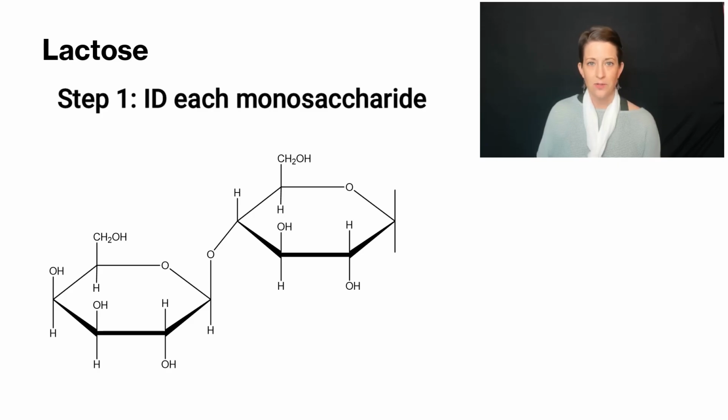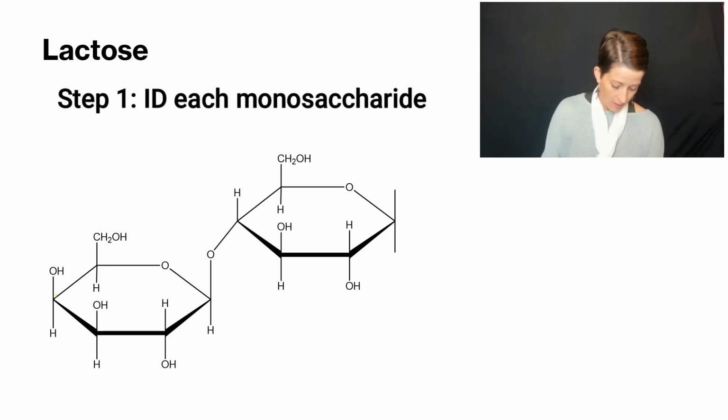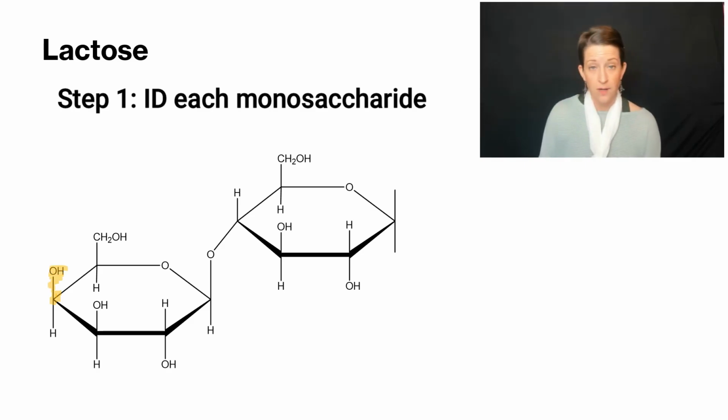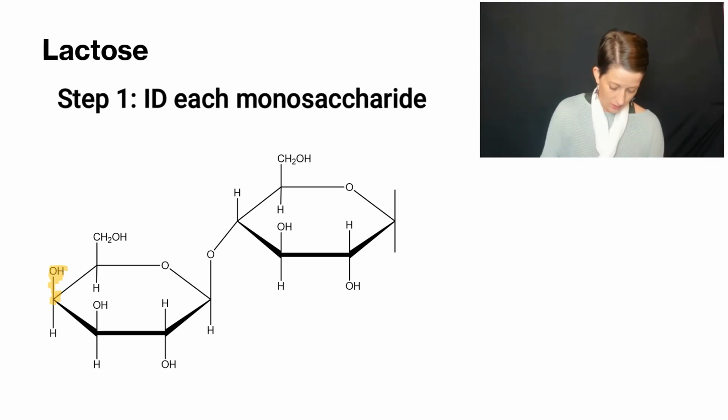Now, with lactose, we need to identify our two monosaccharides. Looking at that first monosaccharide, we know these are going to be aldohexoses because they are 6-membered rings. So it could be glucose or galactose. We want to then look at carbon 4. Carbon 4 has that OH group going above the carbon. That is unique to galactose. So the first monosaccharide in lactose is galactose.